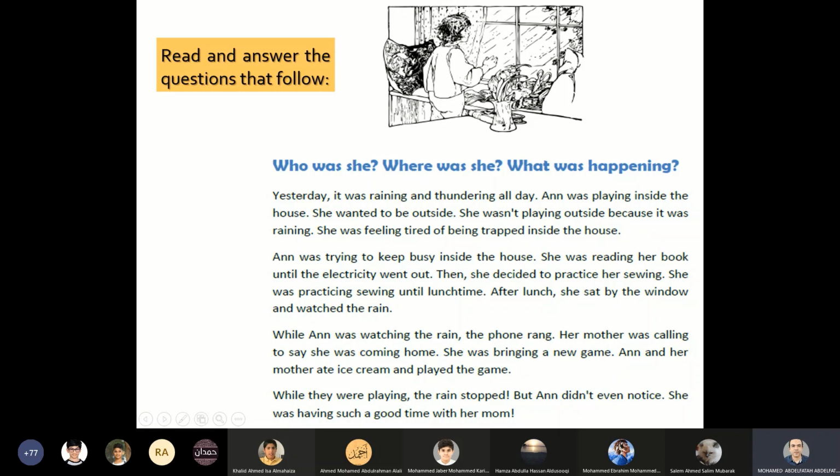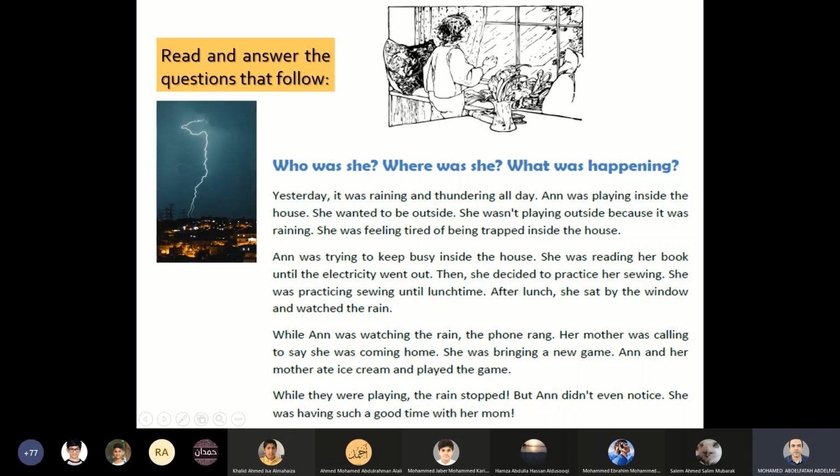Listen carefully. Yesterday it was raining and thundering. Yesterday it was raining and thundering all day. Anne was playing inside the house. She wanted to be outside. She wasn't playing outside because it was raining. She was feeling tired of being trapped inside the house. Anne was trying to keep busy inside the house. She was reading her book until the electricity went out. Then she decided to practice her sewing.